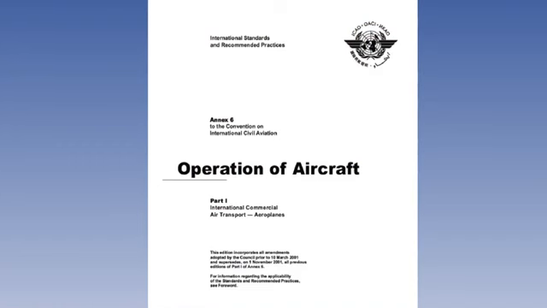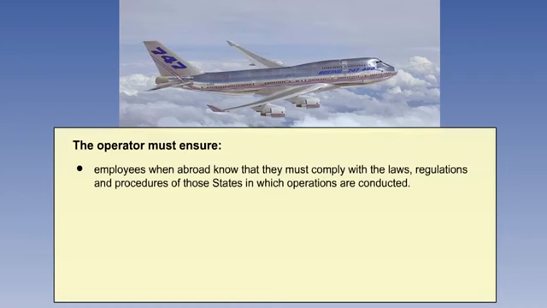Now let's deal with some of the details of Annex 6, starting with compliance, then control, safety, maintenance release, and finally, flight displays. Firstly, compliance. The operator has several responsibilities here. He must ensure that all employees, crew, operations, maintenance personnel, etc., know that they must comply with the requirements of the state in which they are operating and also any other state that affects the operation.